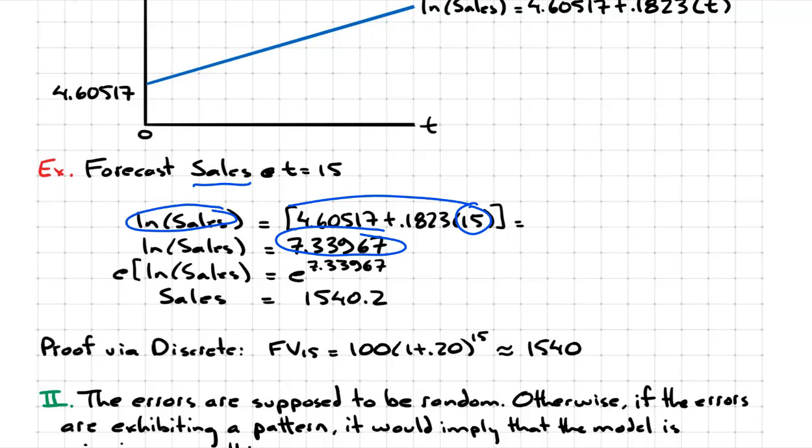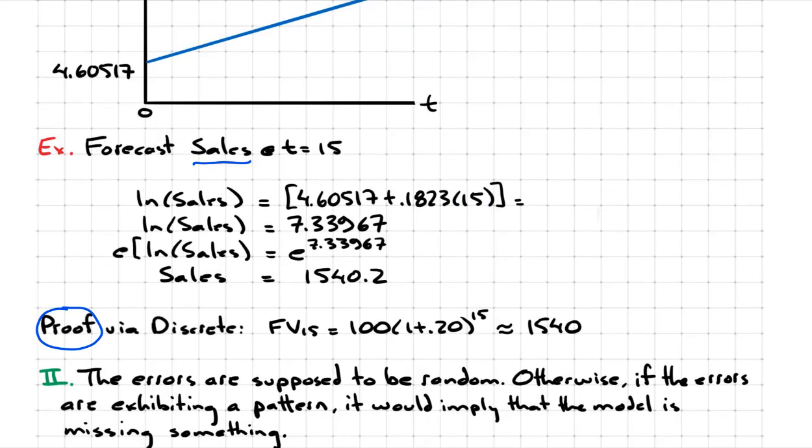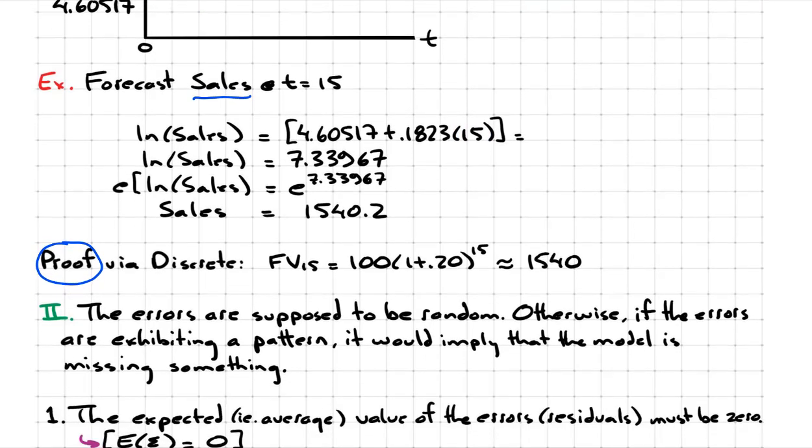So what we have to do is take the e on both sides, and the e and the ln cancel each other out, right? So on this side you just have sales left, but remember, whatever you do to one side, you've got to do to the other side. If you're taking the e on the left side, you've got to take the e on the right side. Like I said before, the e and the ln cancel out, so then you're left with sales equal to 1,540.2.